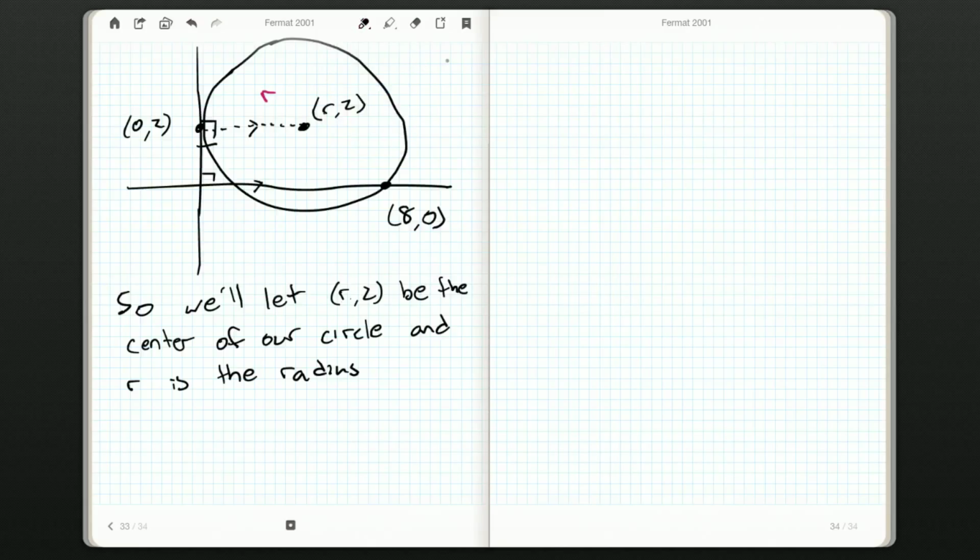Okay. So that's pretty good. So we almost have the center. And then we have another radius we can drop right here, and that's also r. And we know that from (r, 2) to (8, 0) should be the same distance as our radius here.